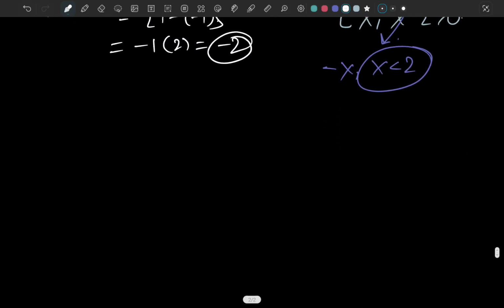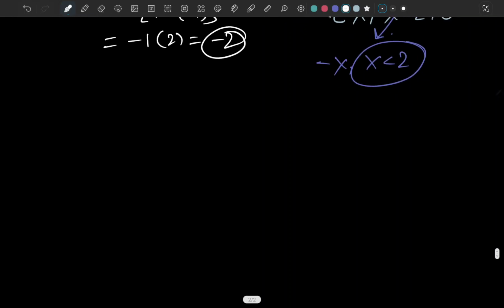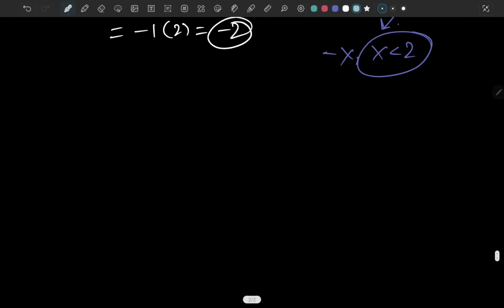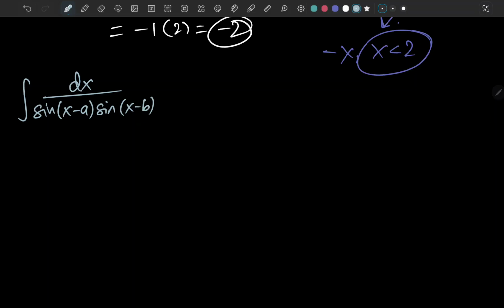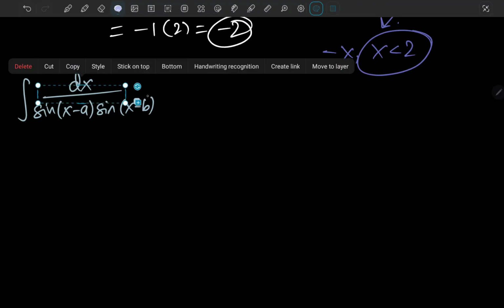And now we are moving on to the next question. It's kind of a classic integral, that can be seen everywhere, I think. dx over sine of (x minus a) times sine of (x minus b). Literally, I have seen this integral multiple times in my life, and I don't know what is interesting about this integral.